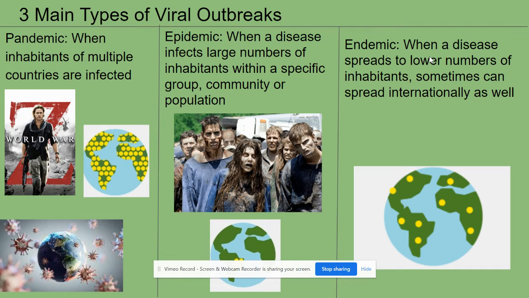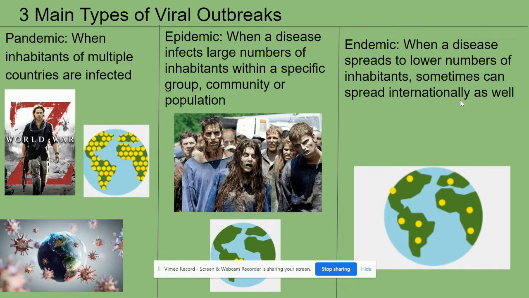There are three main types of viral outbreaks: pandemic, epidemic, and endemic. A pandemic is when inhabitants of multiple countries are infected. An epidemic is when a disease infects large numbers of inhabitants within a specific group, community, or population. And endemic is when a disease spreads to lower numbers of inhabitants, and sometimes can spread internationally as well.